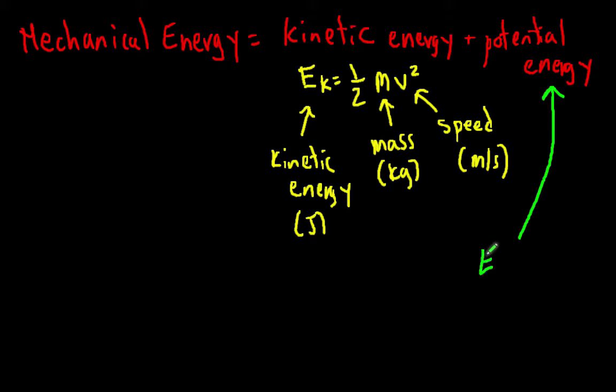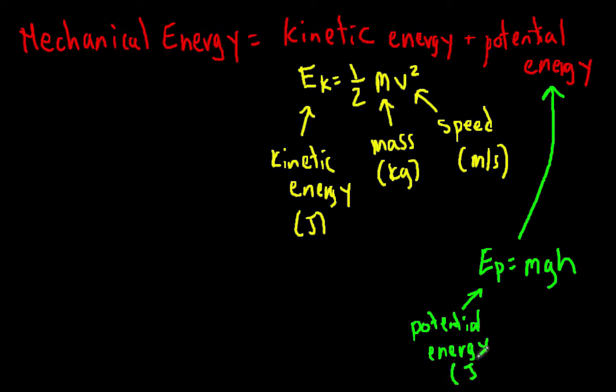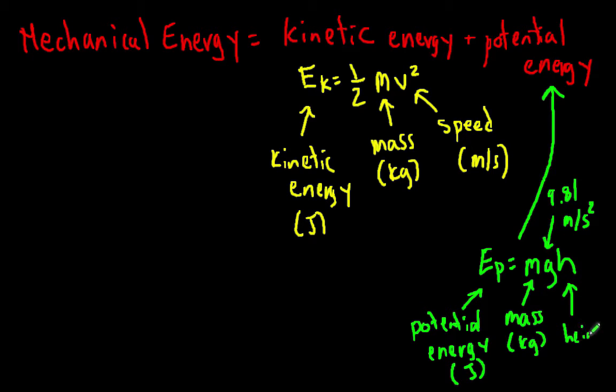Potential energy has the formula Ep equals mgh, where Ep is potential energy, E subscript P, the P indicating potential, measured in joules. M is the mass measured in kilograms. G is 9.81 meters per second squared, the acceleration due to gravity on Earth. And h is the height of the object. How high it is up changes how much potential it has. And this is given in meters.